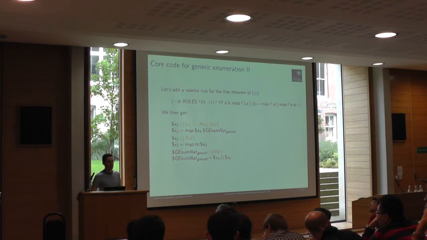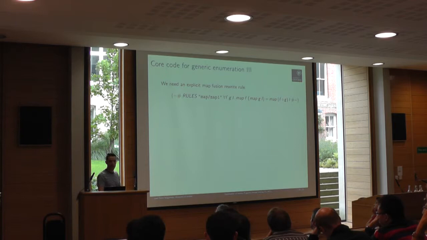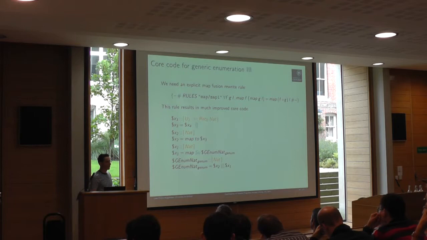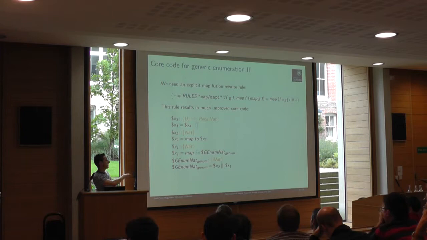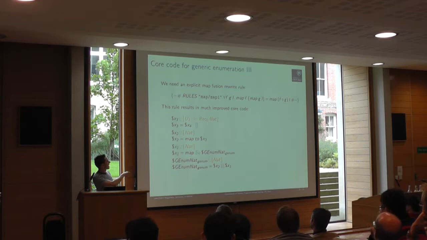So we need something else that we also used before, which is the map fusion rule. If we have a map applied to a map, you can just replace it by a map with a composition of the functions. Now we're getting close to what we actually want. So we have a choice, and here on the right we already have map successor of what we start with, so that's good. We're just not done on the left because we have map to a single element list.